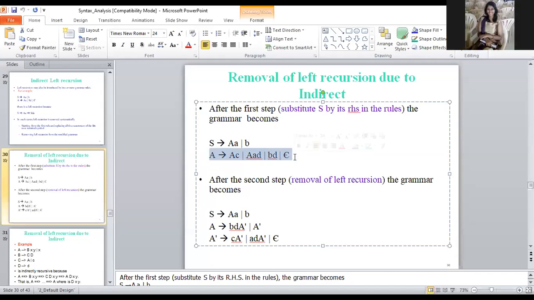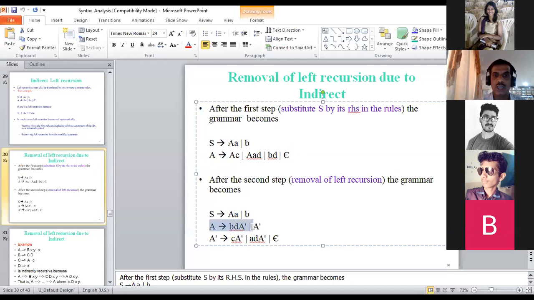Am I clear? Yes, sir. Okay. So once I do that, I get the left recursion. So what I do is I'll remove this left recursion. So which is beta here? Beta is BD, that is beta 1. Epsilon is beta 2. Am I clear?